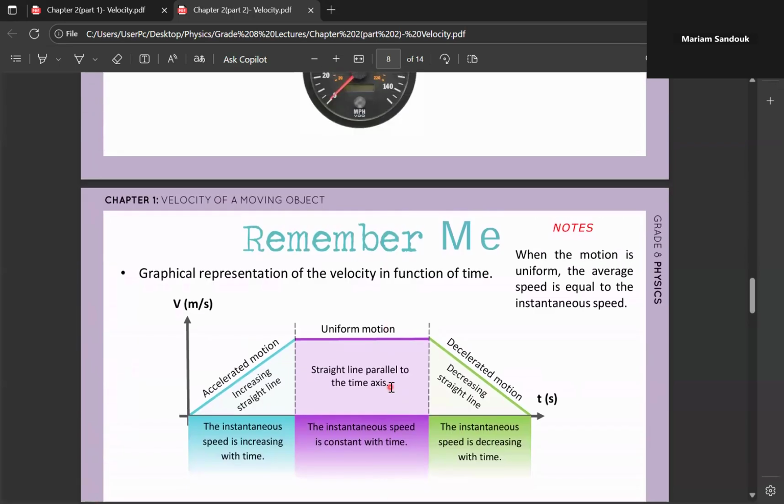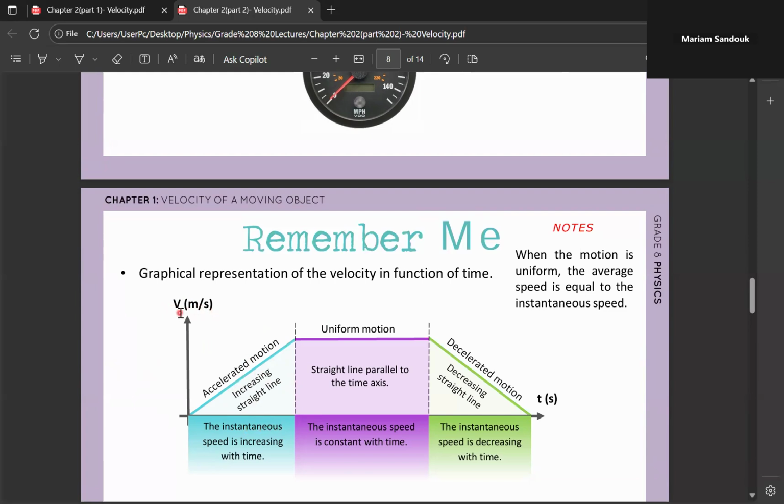Okay, now what about the types of motion? So we have 3 types of motion according to the speed. I have accelerated motion, I have uniform motion, and I have decelerated motion. What's the shape of each of them? So the accelerated motion is an increasing straight line. So you can know from the increasing straight line that we have an accelerated motion.